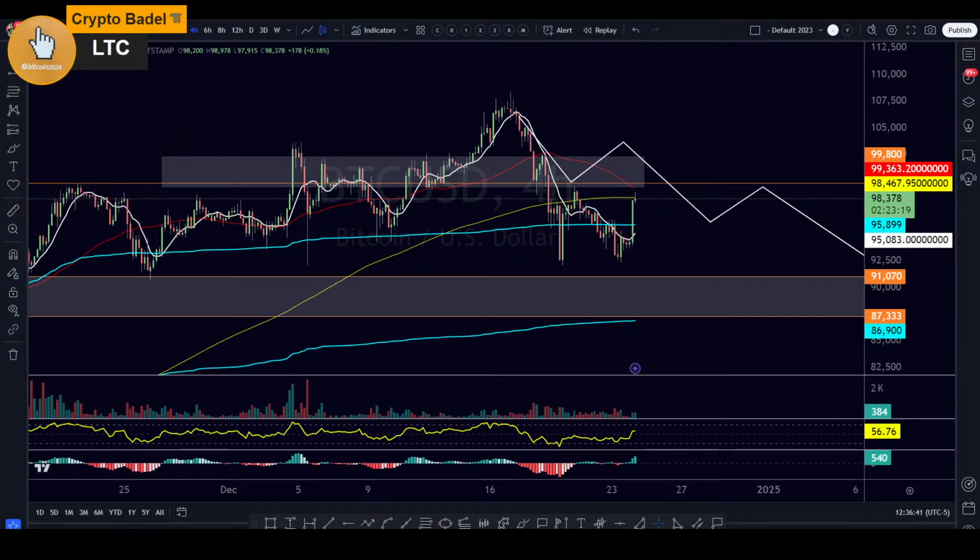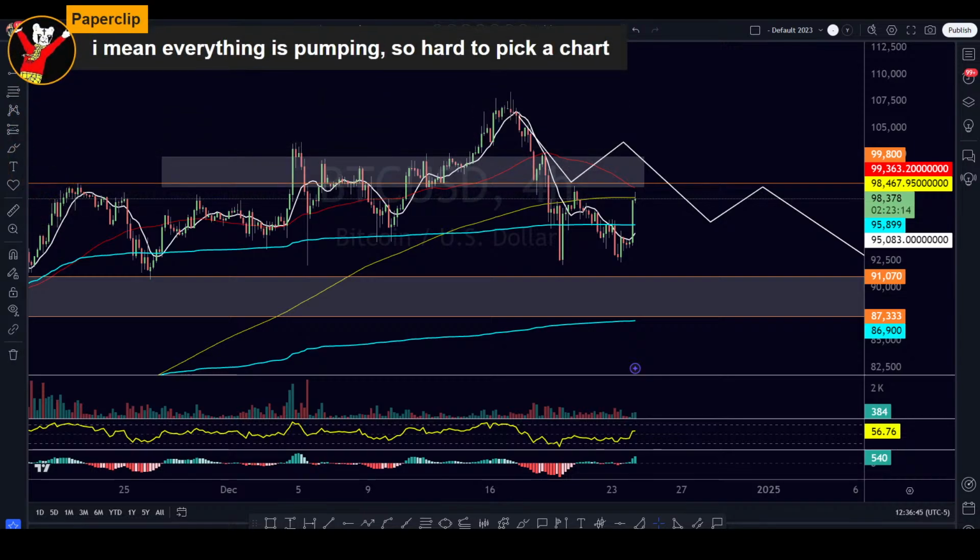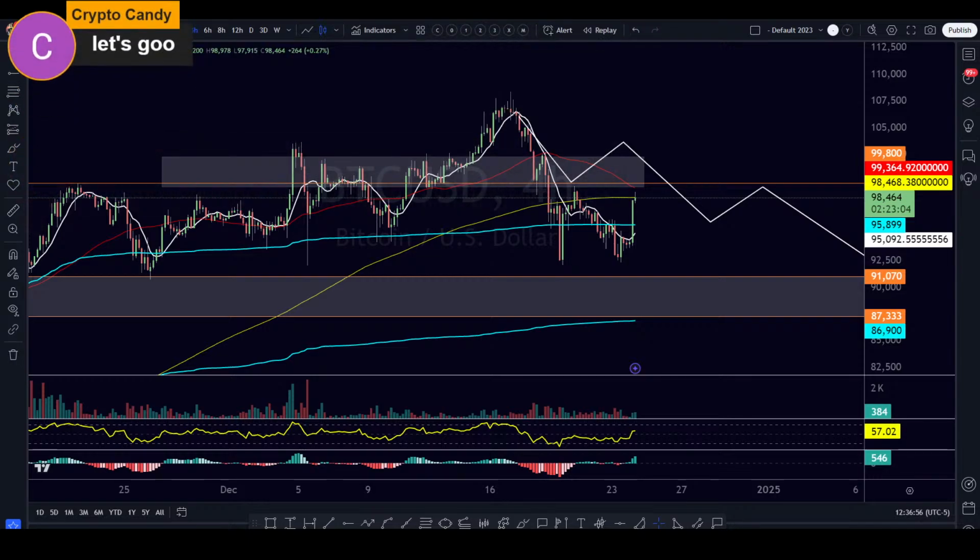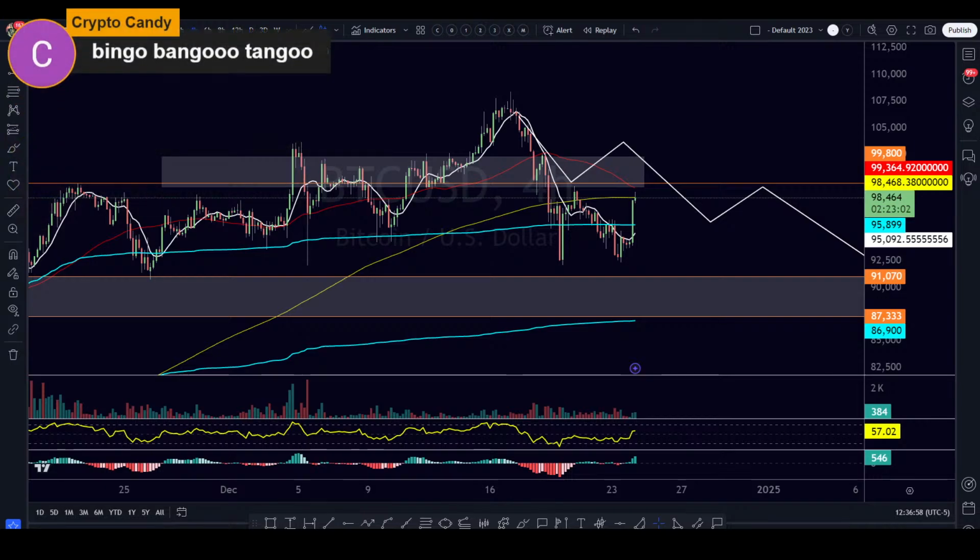Crypto Badell says, Litecoin. Yes, we will definitely get some Litecoin going. And let's see here. Paperclip says, I mean, everything is pumping, so hard to pick a chart. Yeah, it is, man. It is. Very, very true. CryptoCan says, let's go. A bingo and a bango.